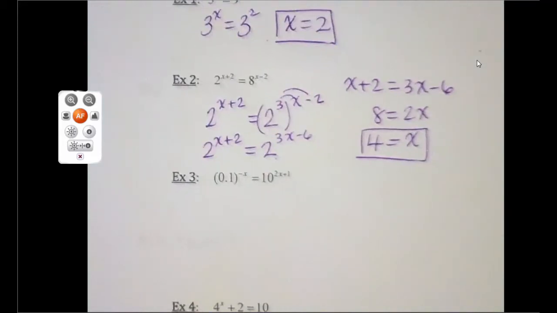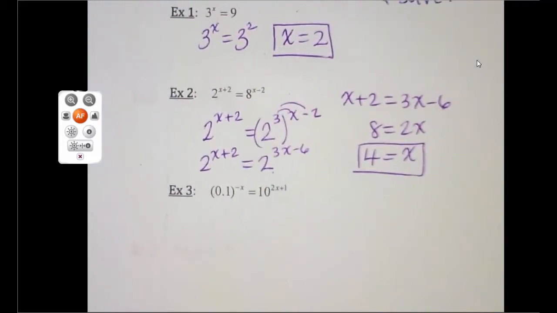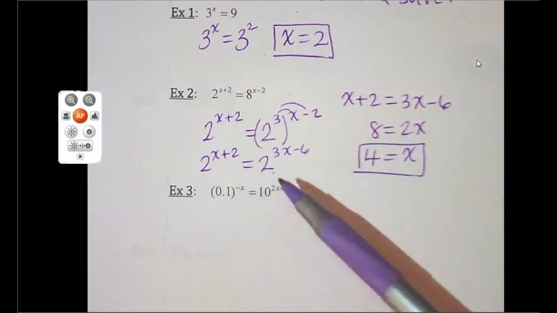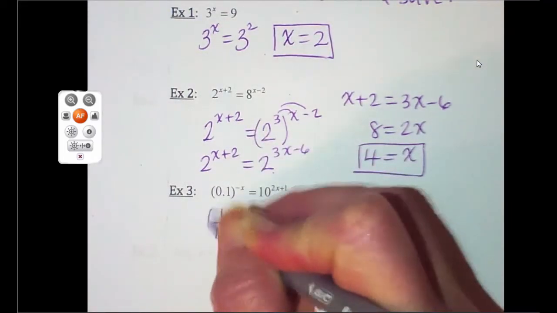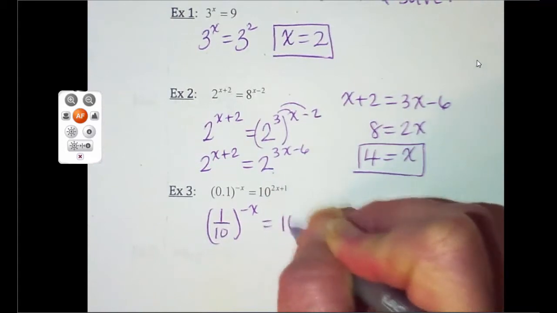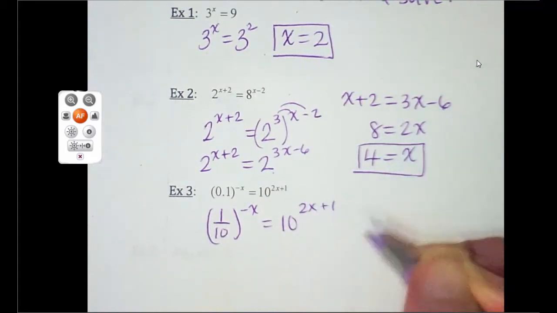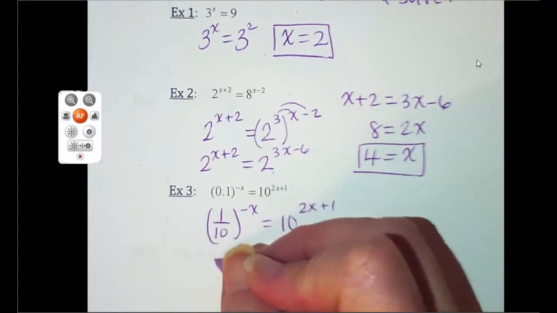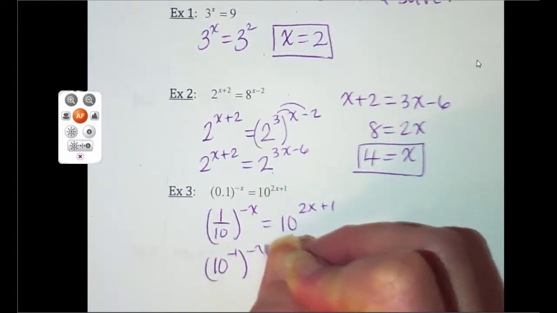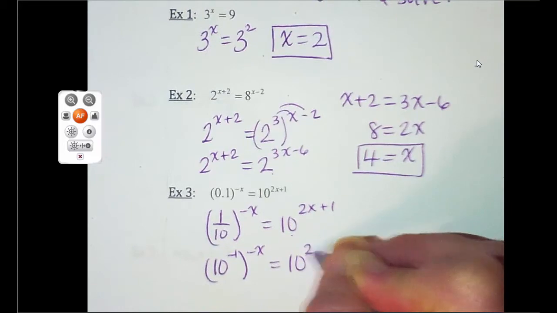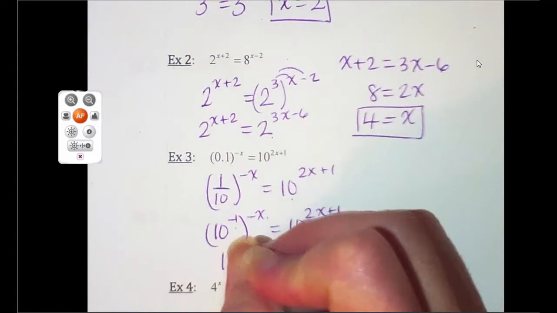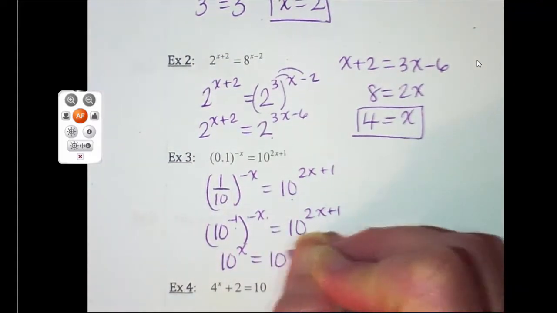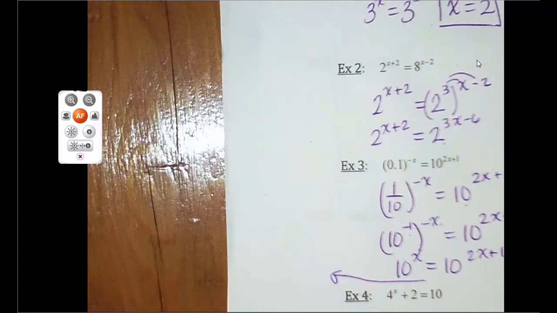In example 3, I have 0.1 to the negative x equals 10 to the 2x plus 1. So anytime you see a decimal, you want to rewrite it as a fraction. 0.1 is 1/10, so this is 1/10 to the negative x equals 10 to the 2x plus 1. 1/10 is a base 10 number. It's 10 to the negative 1. So now I have like bases again, and I have a power to a power. I'll multiply. I get 10 to the x equals 10 to the 2x plus 1. Set those exponents equal.